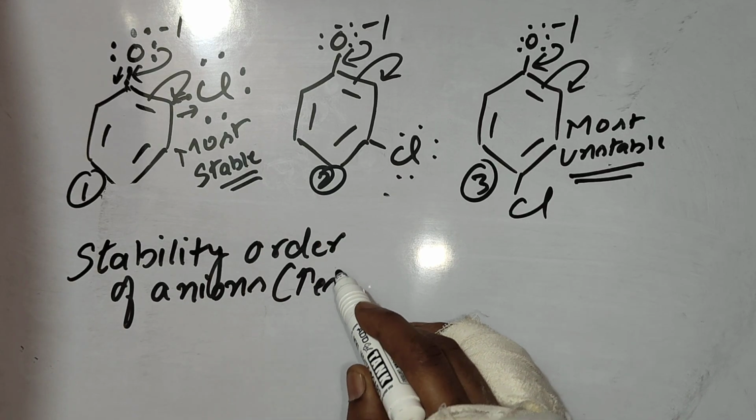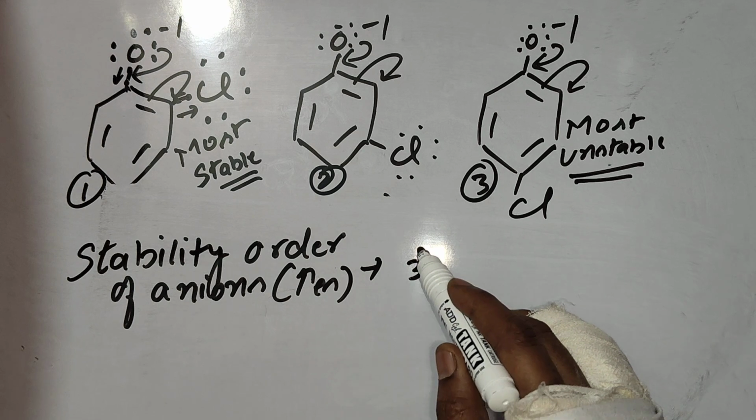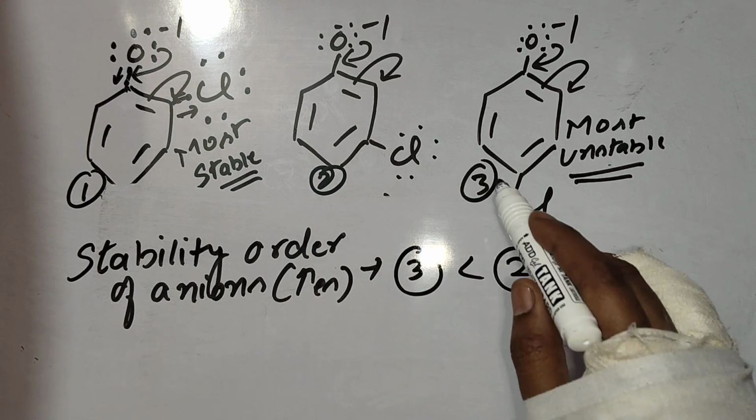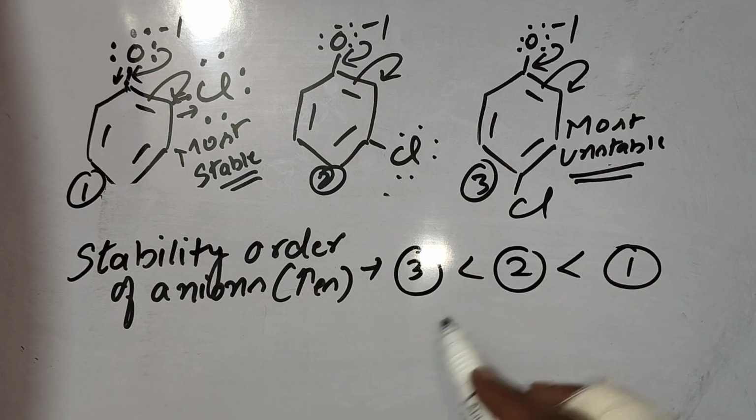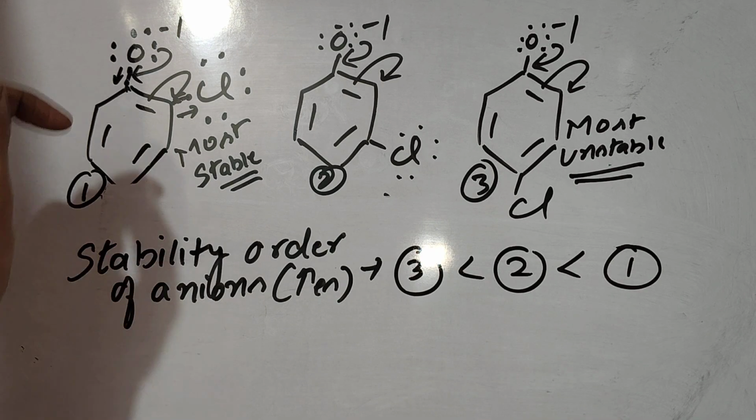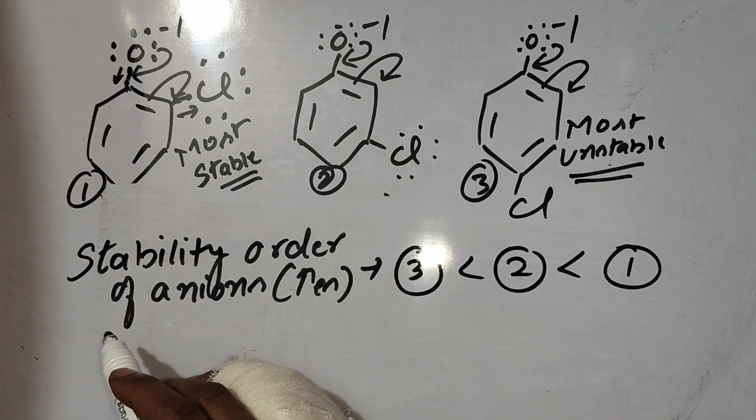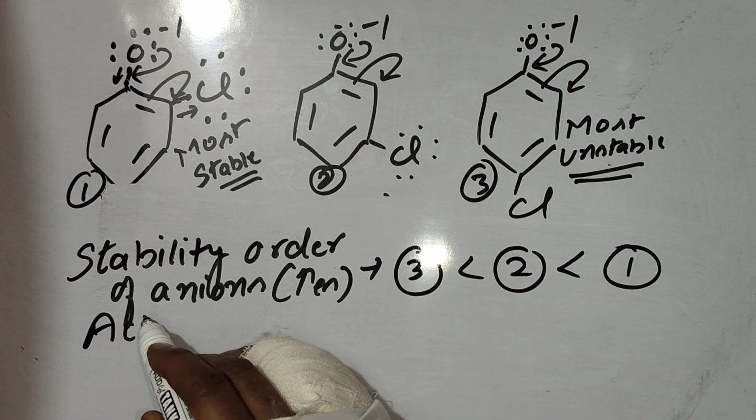Increasing order I am writing. So which will be the least stable? The third one, para-chlorophenol. Then the second is more stable than the third, and the most stable will be the first. The negative charge of oxygen will be decreased most here, in this one. On the basis of that we can get the acidic order.